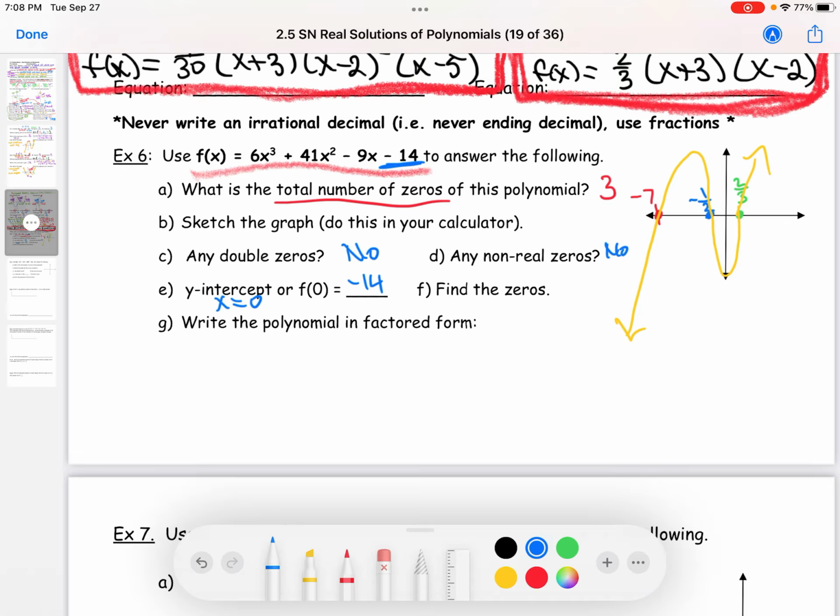Okay? Now, we already found the zeros. They were negative 7, negative 1/2, and 2/3. Let me just write these down properly here. X equals, use the curly braces. We had a negative 7. We have a negative 1/2. And we have a 2/3. Those are the 3 solutions. Okay. Now, to write this in factored form, f of x equals, there is a value of a that we'll have to determine.